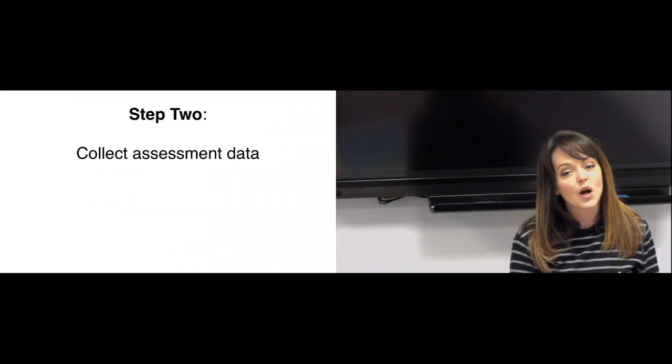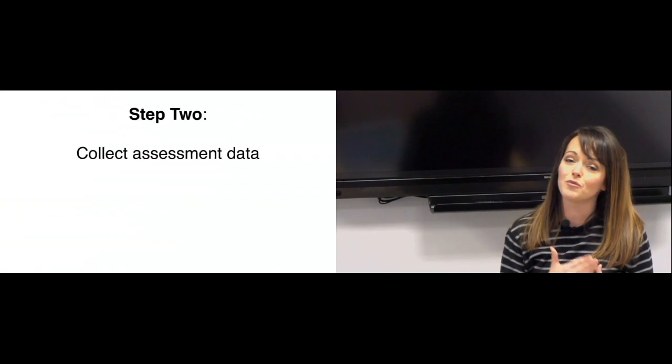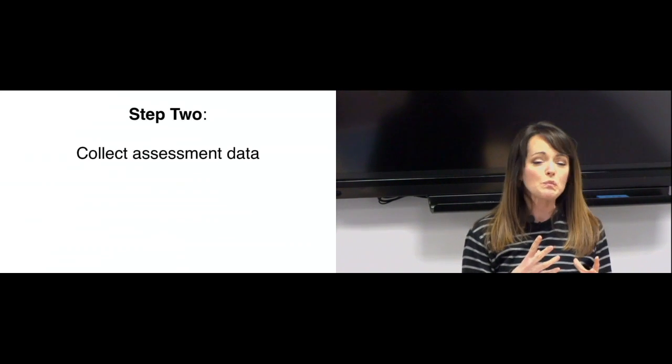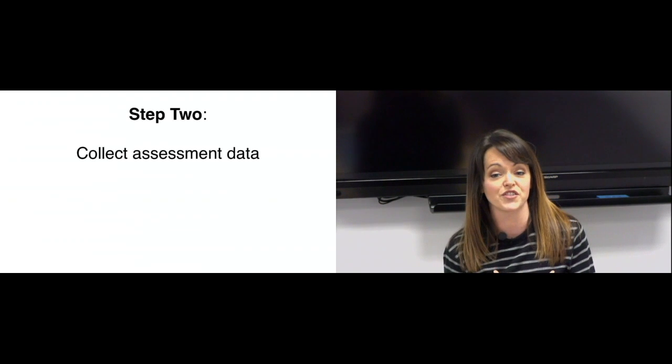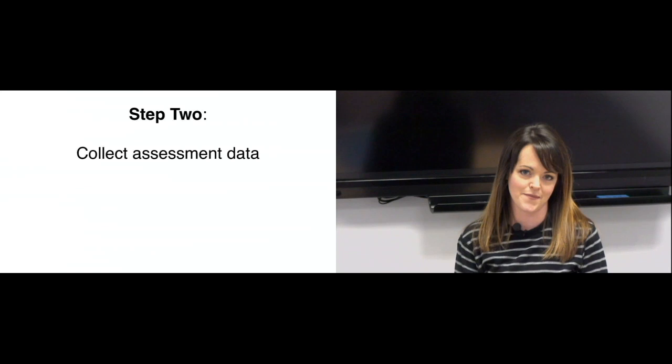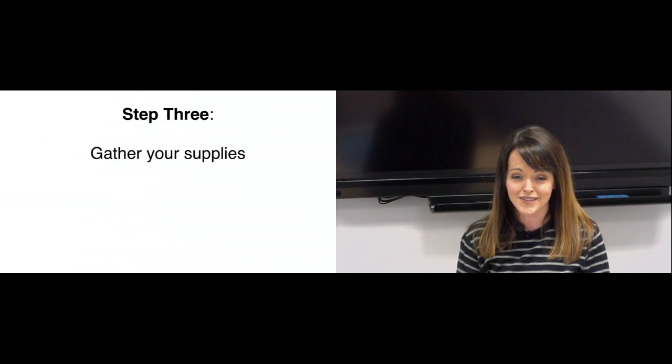Start meeting with those lowest kiddos first. They need you the most, and they need you right away. Continue assessing using a running record or whatever your district suggests while you meet with those groups, and then adjust as necessary. Step three, gather your supplies.